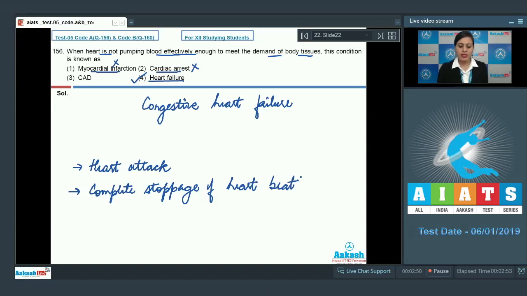The next option given is CAD, and this is also an incorrect option because CAD, also known as coronary artery disease, occurs due to the deposition of fat, cholesterol or calcium in the arteries supplying to the heart musculature. So the correct answer to this question is option number 4. Let's proceed to the next question.